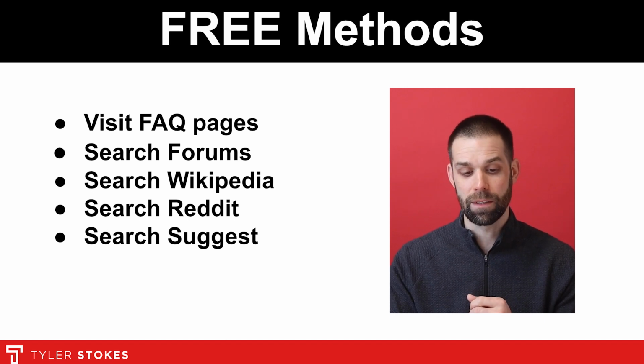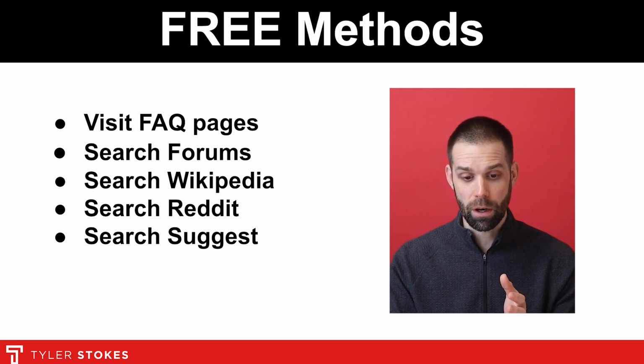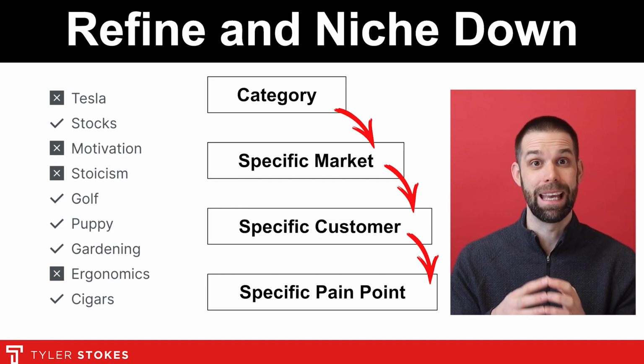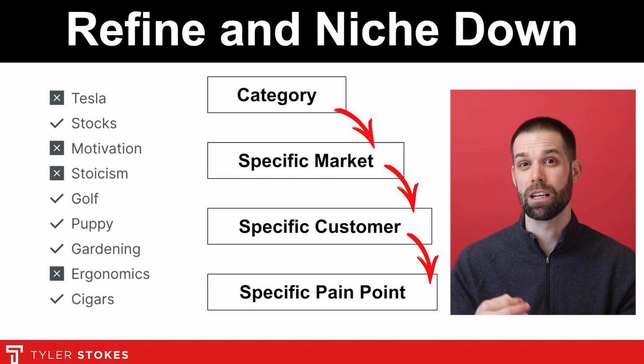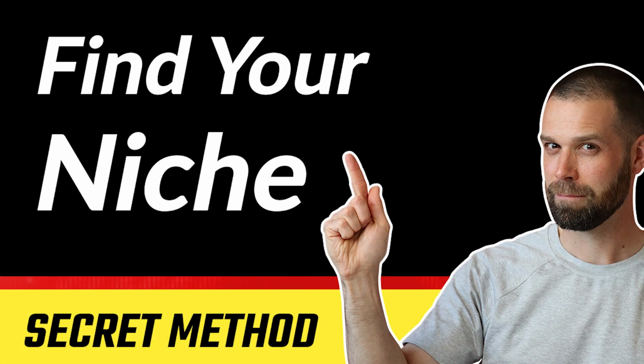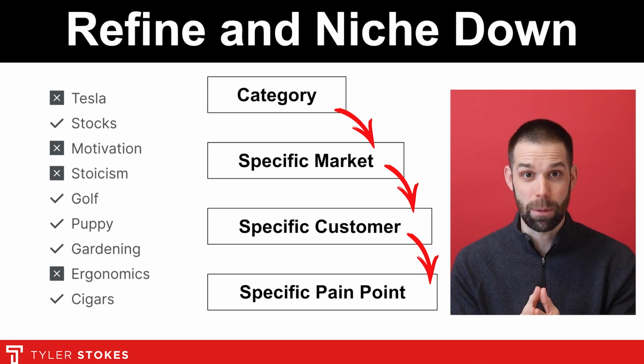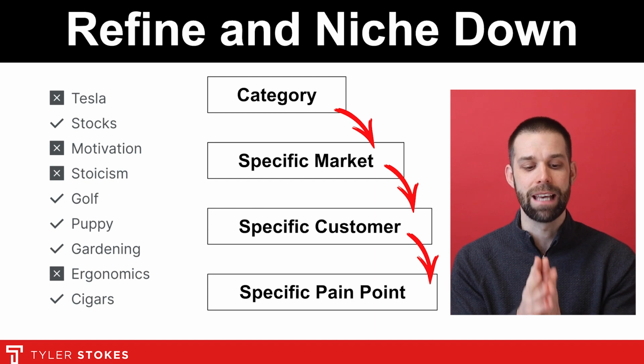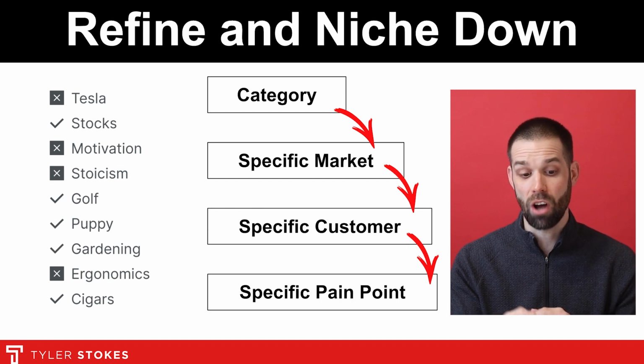Now, for this tutorial, we wanted to actually pick a niche. And in a previous video, I talked about how to choose your niche, and we talked about choosing something you're really passionate about or that you have interest in or that you have experience in. And I did a brainstorming exercise. And in that exercise, I came up with stocks, golf, puppy, gardening, and cigars.